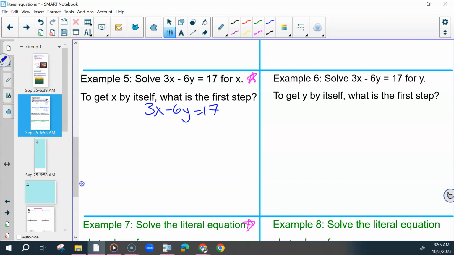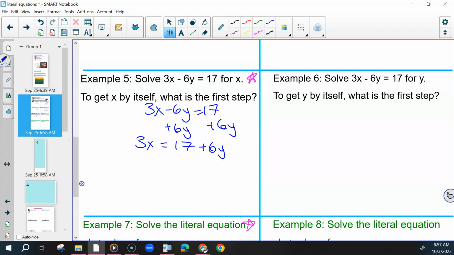Subtracting. If we were subtracting 3, we'd have to subtract this entire thing since x is connected to it. And then that wouldn't really help us get x by itself. So we just move to the other side. We can get rid of the 6y because that has nothing to do with the x. And we have to move it all together. So we can add 6y to the other side. 17 and 6y are not like terms, so again, they're not combining. Whether you put 6y plus 17 or 17 plus 6y does not matter.